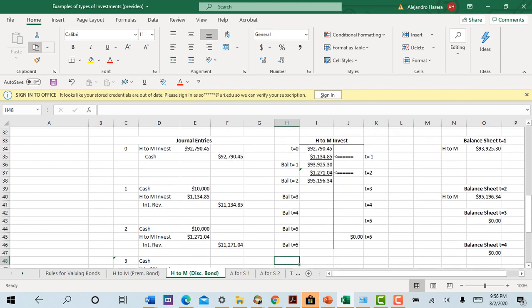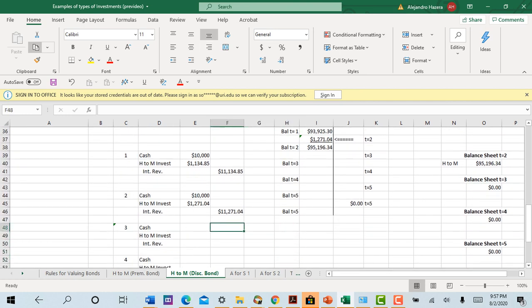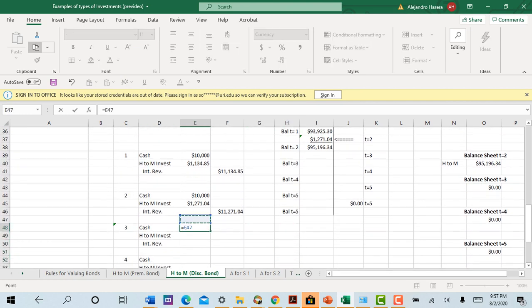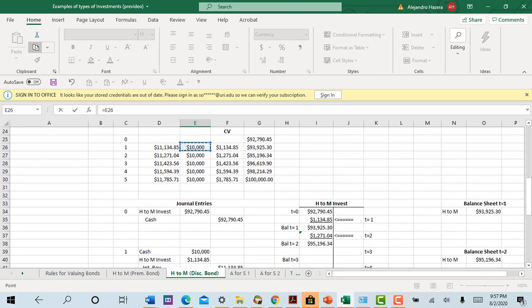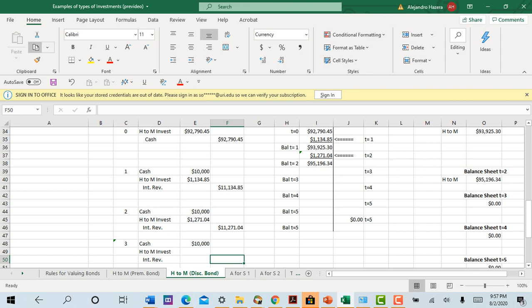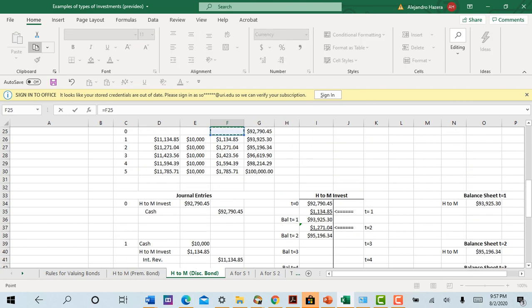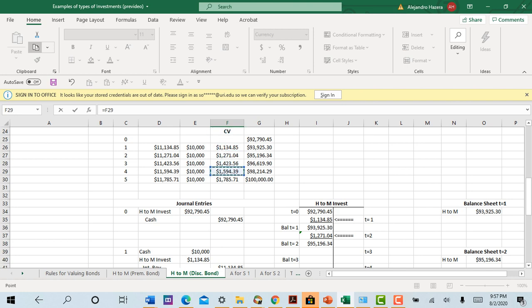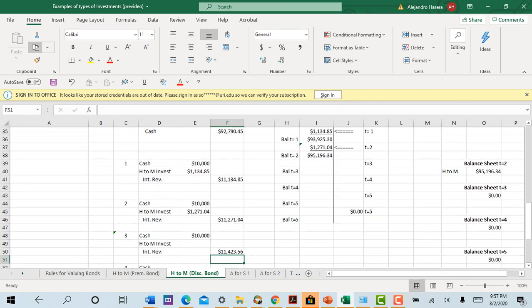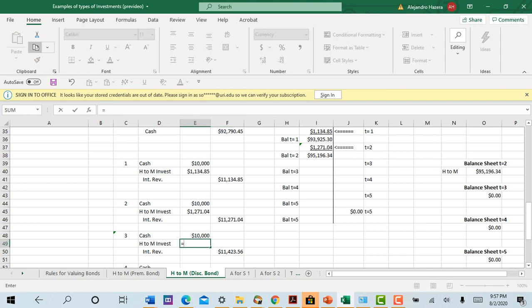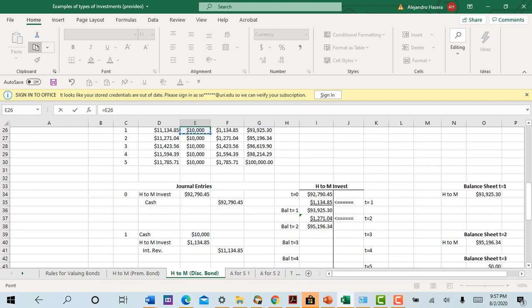Then we're going to come down to year 3. Year 3 cash is $10,000. The interest revenue for year 3, just to show you, is $11,423.56, and the held to maturity account is going to be a debit again because you're increasing the asset. The carrying value should be increasing.